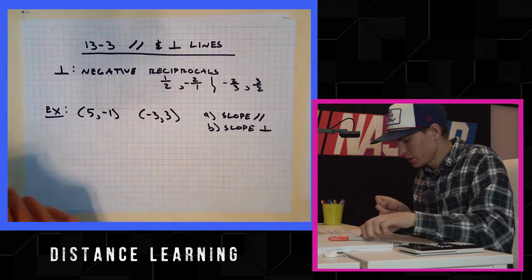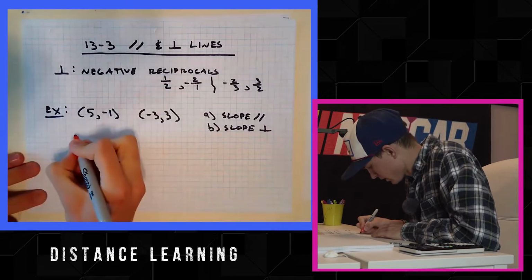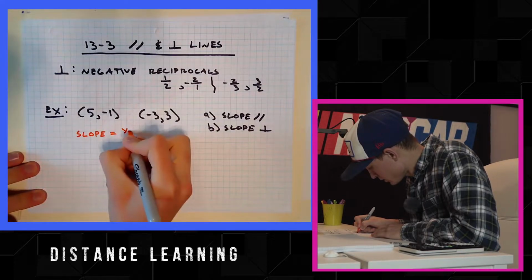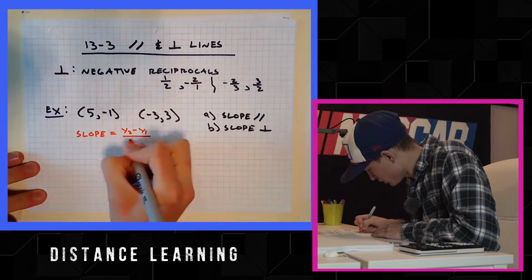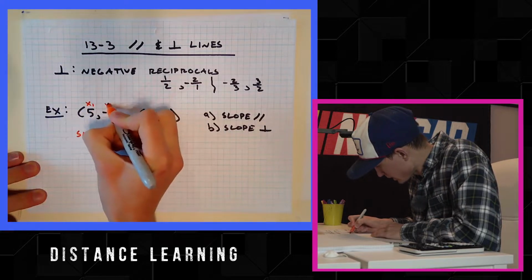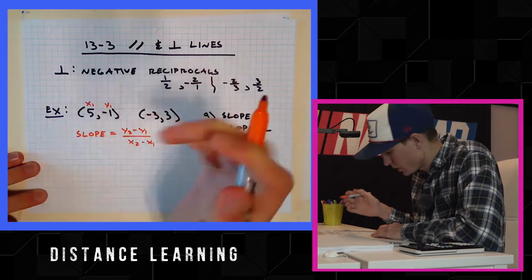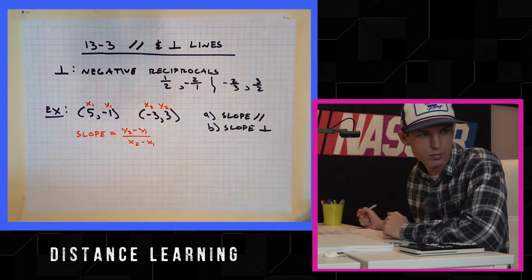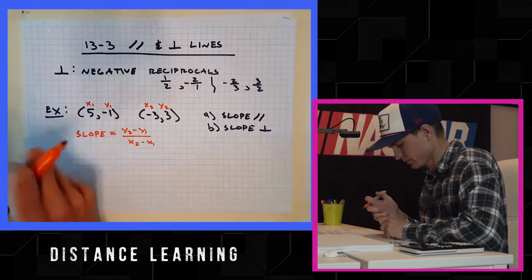We learned a formula for slope, right? Slope was y2 minus y1 over x2 minus x1, rise over run. I'm not lazy, bad at mental math. So I put x2, y2, and I label my points every single time.